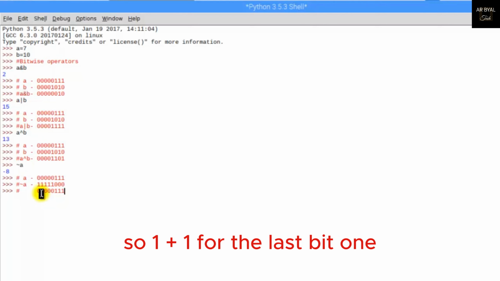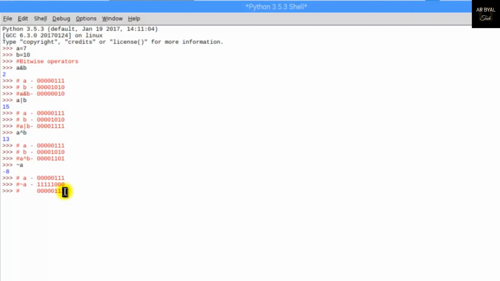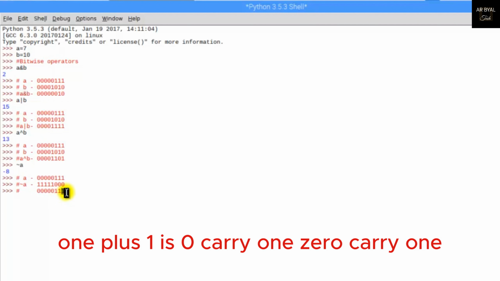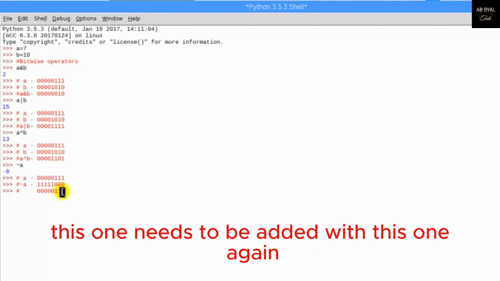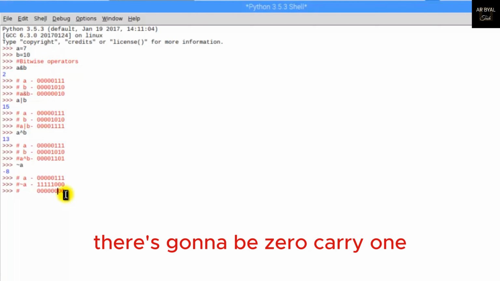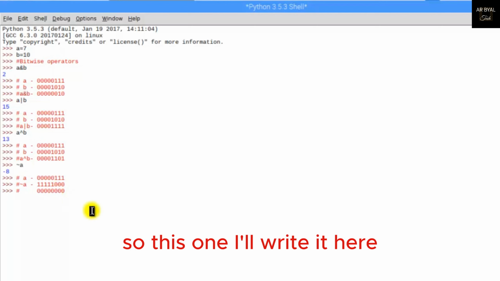So 1 plus 1 to the last bit. If I add a 1 to this last bit 1, what is going to happen? 1 plus 1 is 0, carry 1. This 1 needs to be added with this one. Again, it's going to be 0, carry 1. Again, there's going to be 0, carry 1. The 1 is going to come here. So this one, I'll write it here.